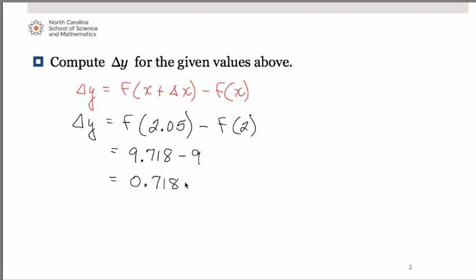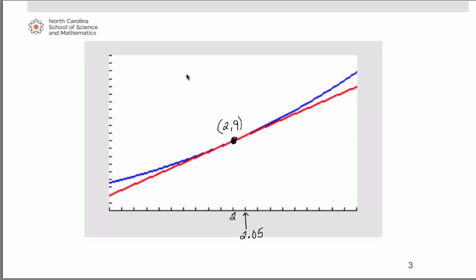Again, let me show you that on the graph. What this is saying is if you compare the function value on the curve at 2, that's going to be 9. That's what you should have gotten for that. Compare that to the function value on the curve at 2.05. That's going to be maybe around here. The difference between those y values is 0.718. For delta values very small, it should be true that delta y is very close in value to dy.